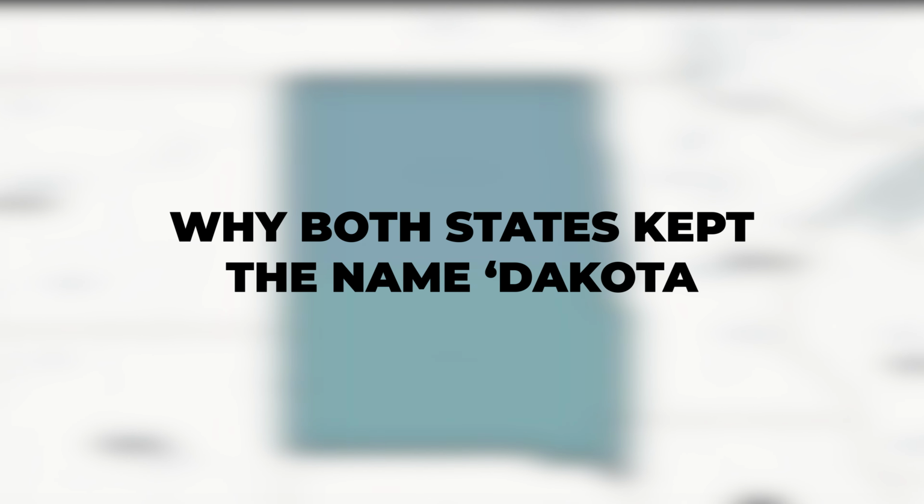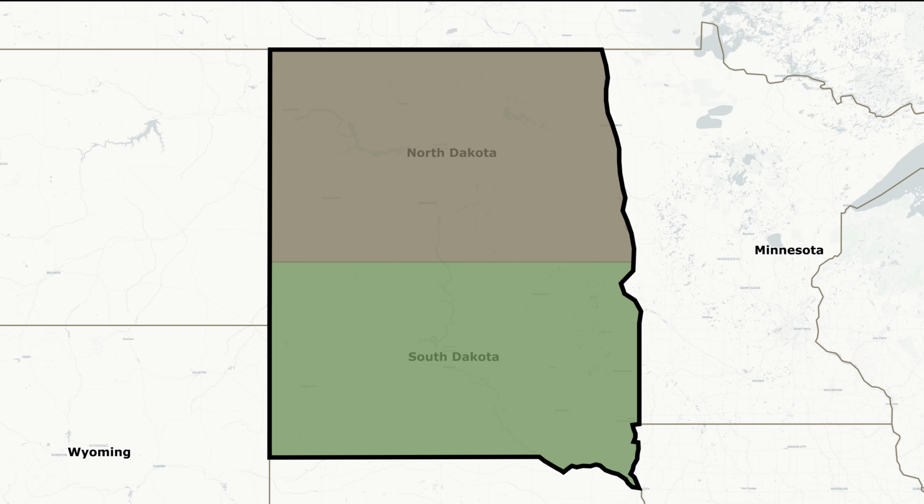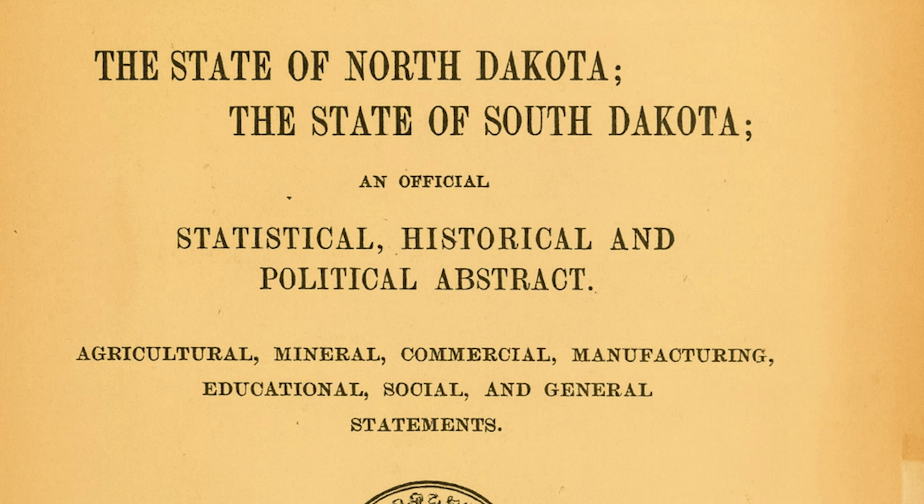Why both states kept the name Dakota? Despite the division, both North and South chose to retain the name Dakota when they entered the Union in 1889.